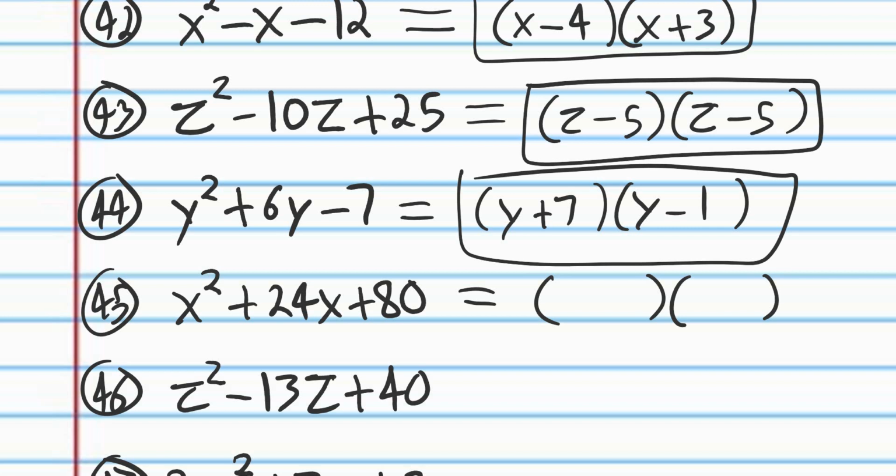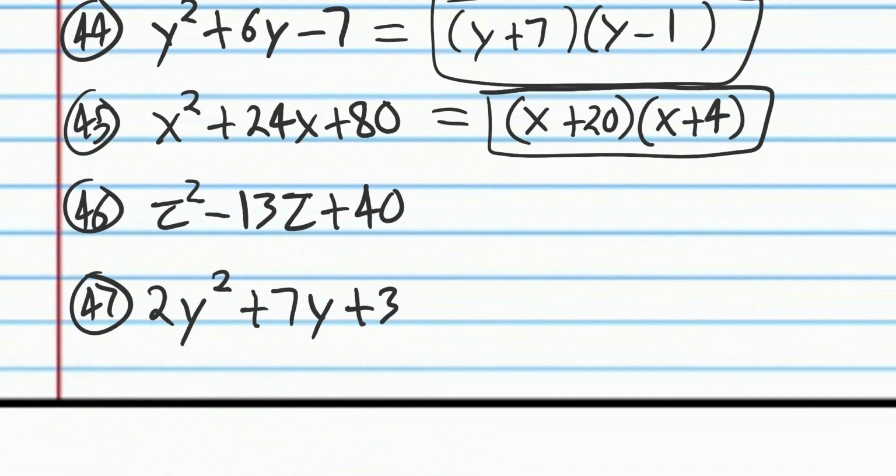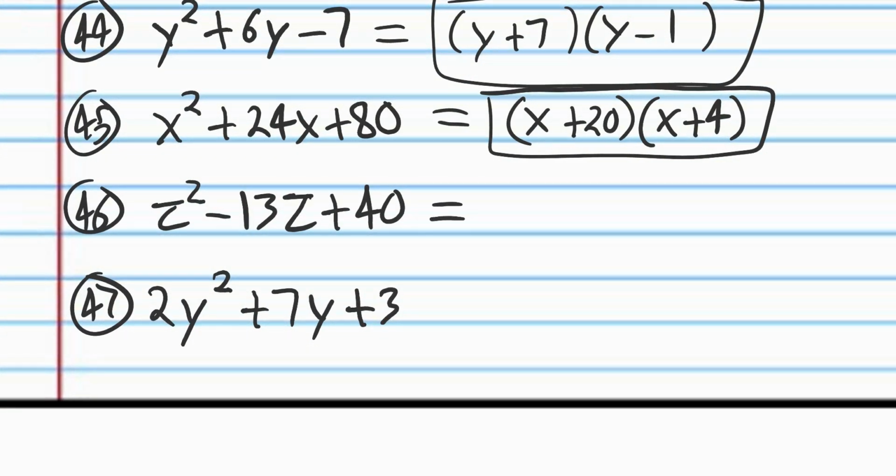But what about 4 times 20? 4 times 20 is 80. So let's try 4 and 20. And obviously, if you add 4 and 20, you get 24, so that's it. So if you got that answer, good job. That was a challenge problem. All right, attempt 46, and when you come back, we'll do it together.